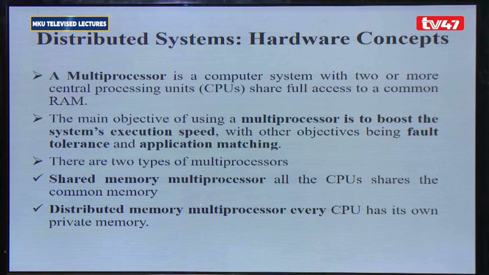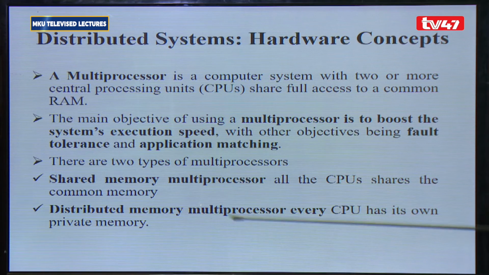So there are two types of multiprocessors. We have the shared memory multiprocessor and the distributed memory multiprocessor. For the shared memory multiprocessor, all the CPUs share a common memory. So all the processors, the things that process the instruction, share the same memory. When we talk about this memory, it is none other than the random access memory.